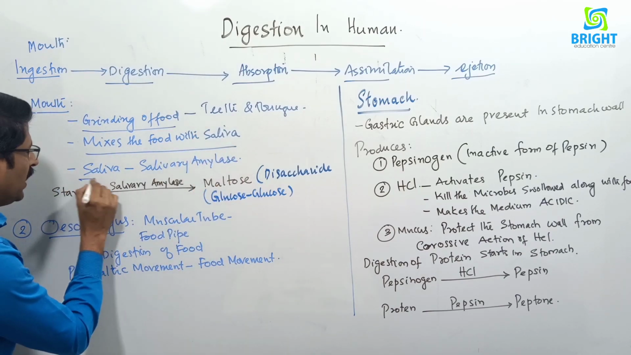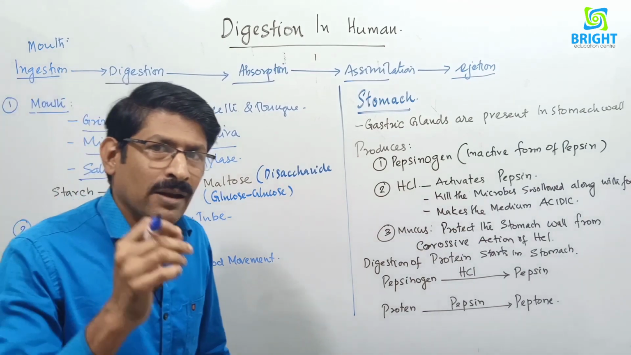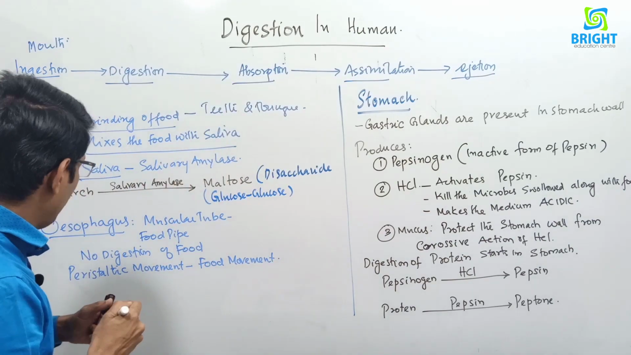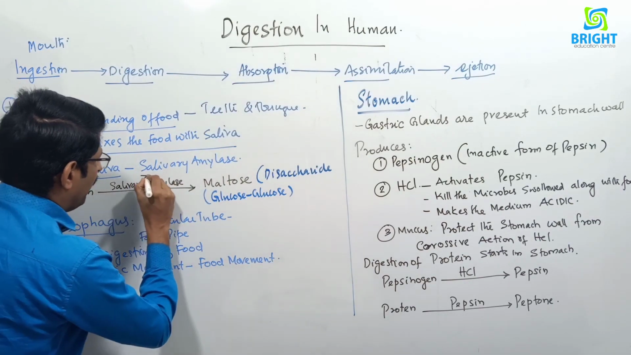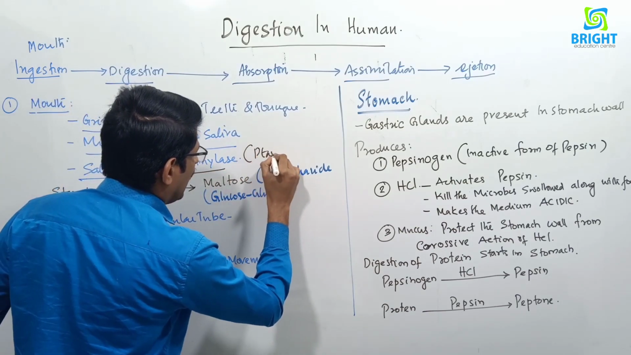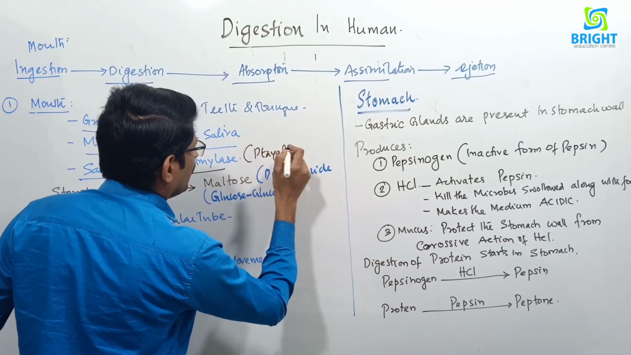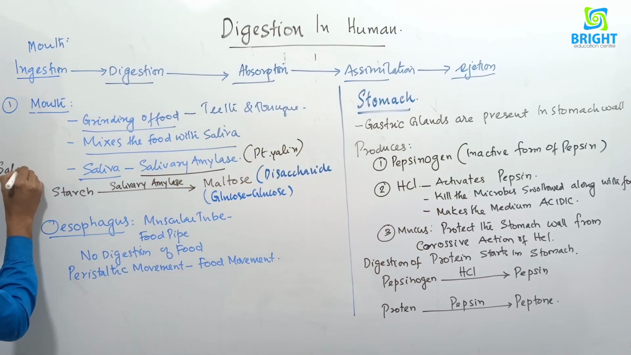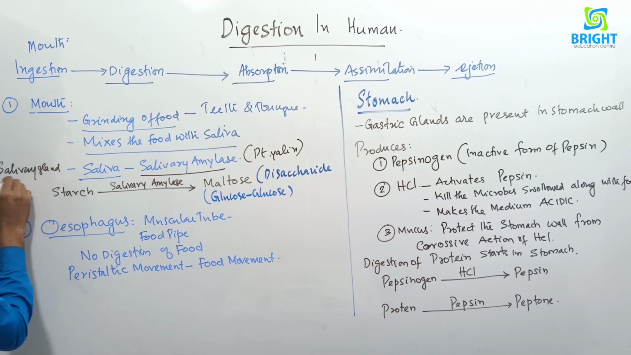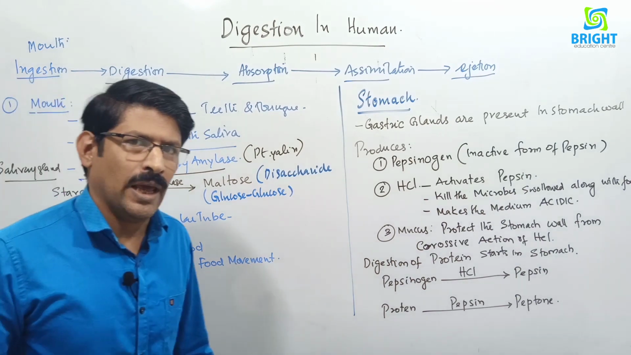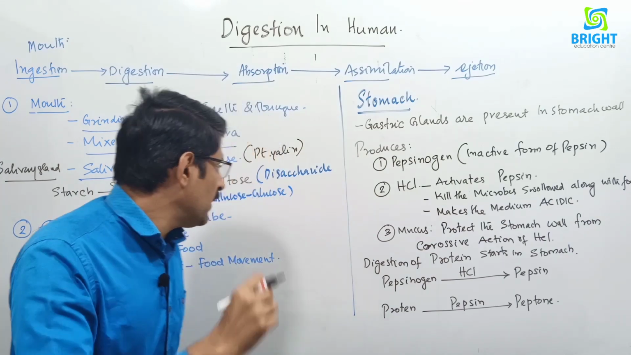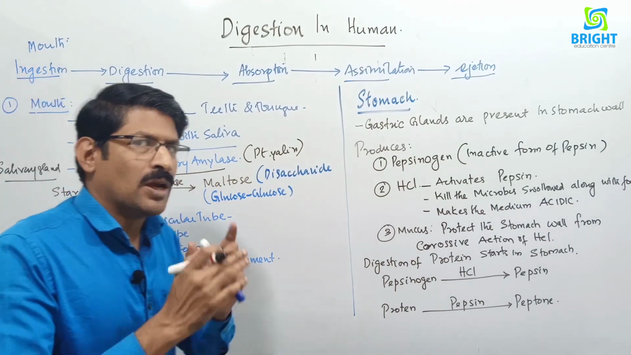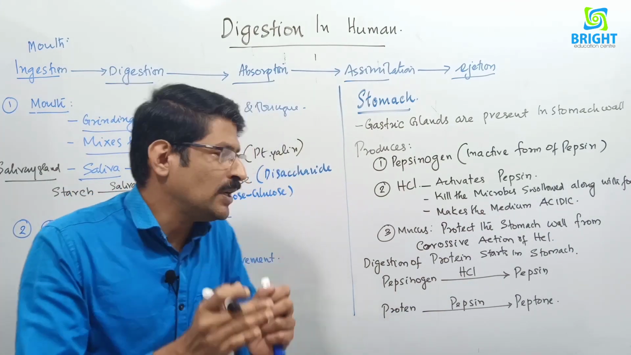We know that the salivary gland produces saliva, and saliva has an enzyme called salivary amylase, also called ptyalin. Salivary amylase is produced by the salivary gland and is present in saliva. And what is the role of saliva? Saliva digests the starch into maltose. In your textbook it is given as converting into sugar. The name of that sugar is maltose.